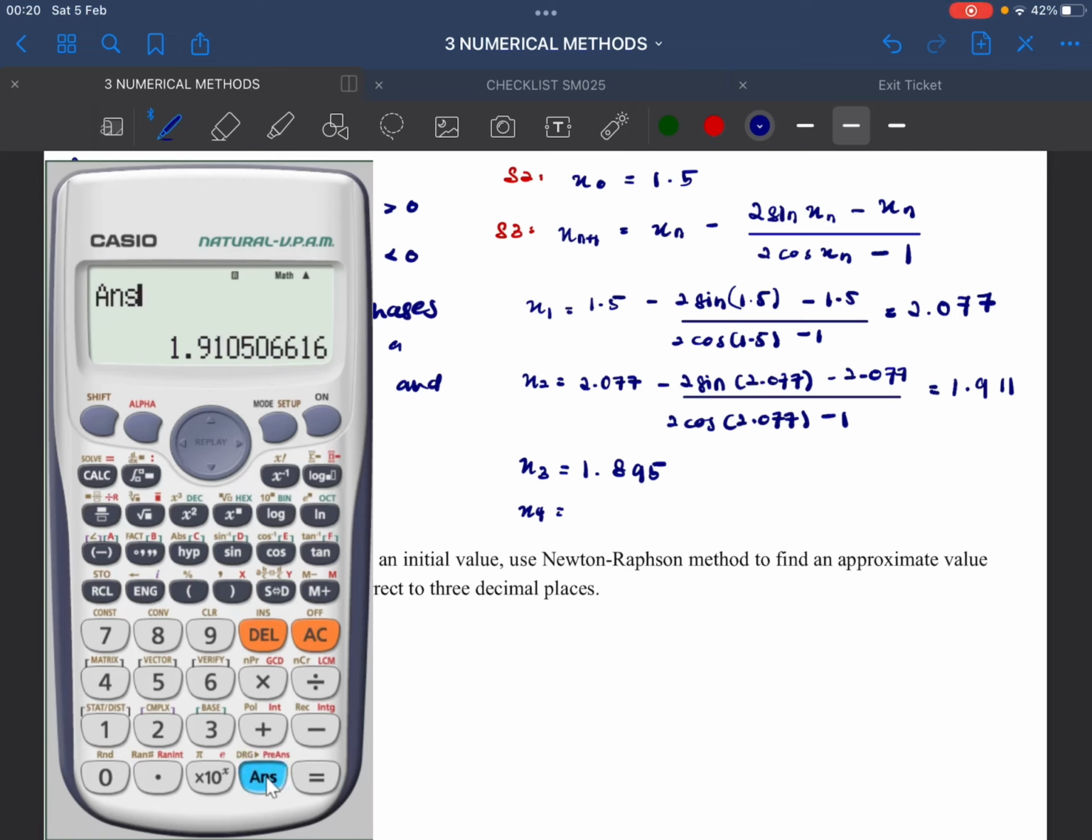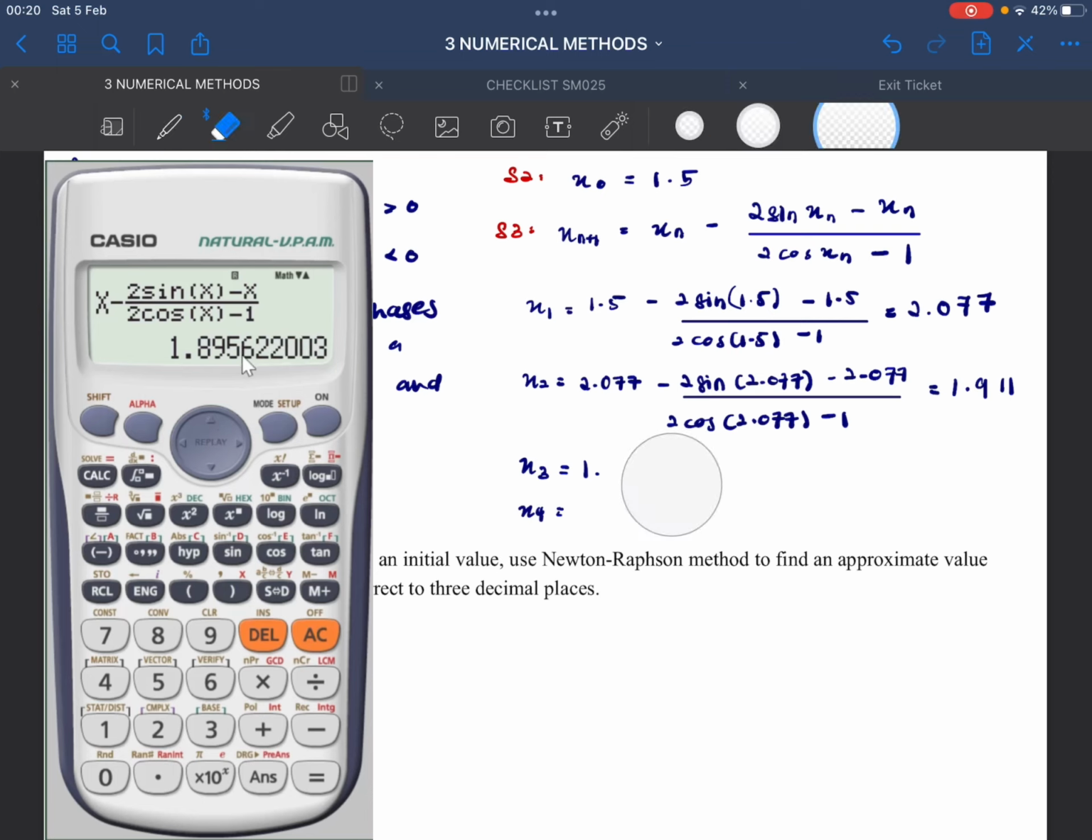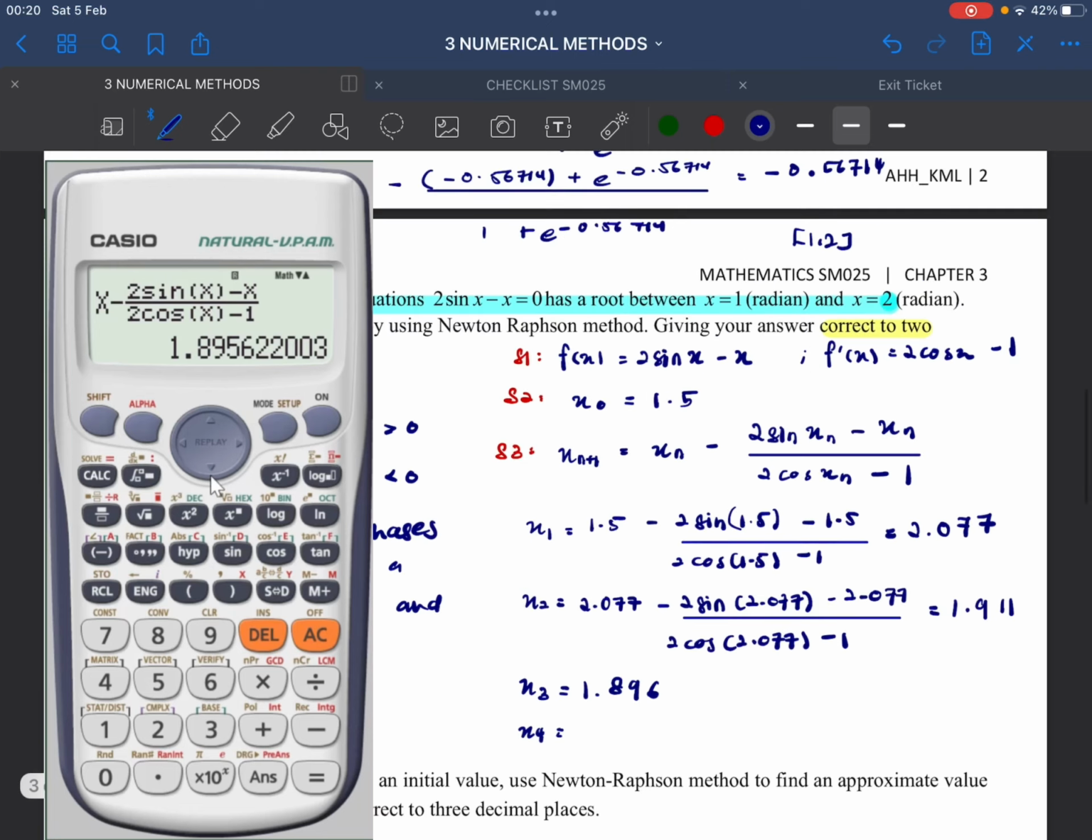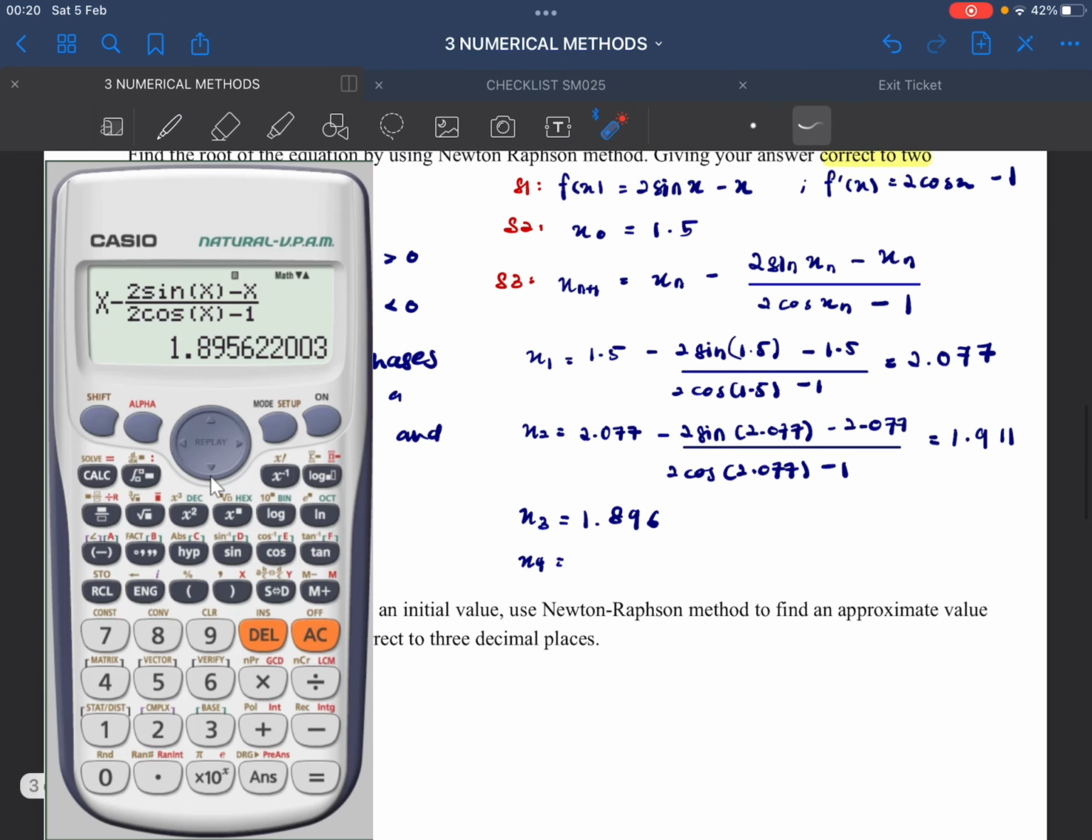Okay, CALC, answer. Sorry, here it is 1.896, right? 1.896. Okay, nampak tak? One decimal point will differ here. So make sure to put an extra 1 decimal place from what the question asks. Okay, so yeah, your x4 is 1.895. Okay, not the same yet, we are going to continue.